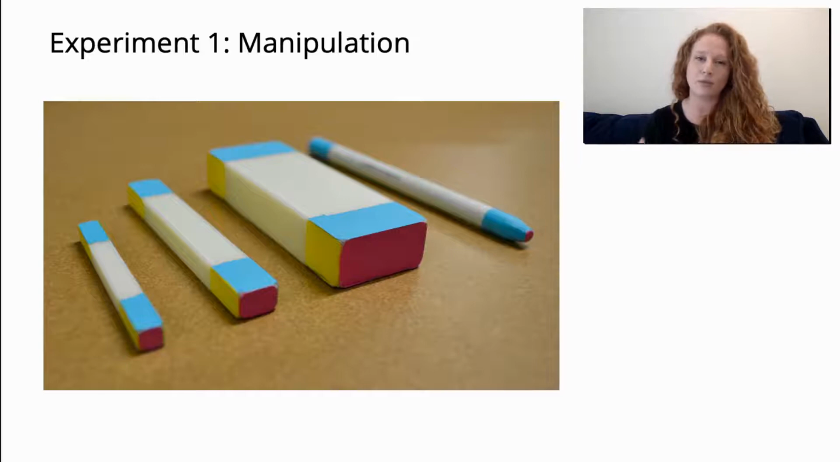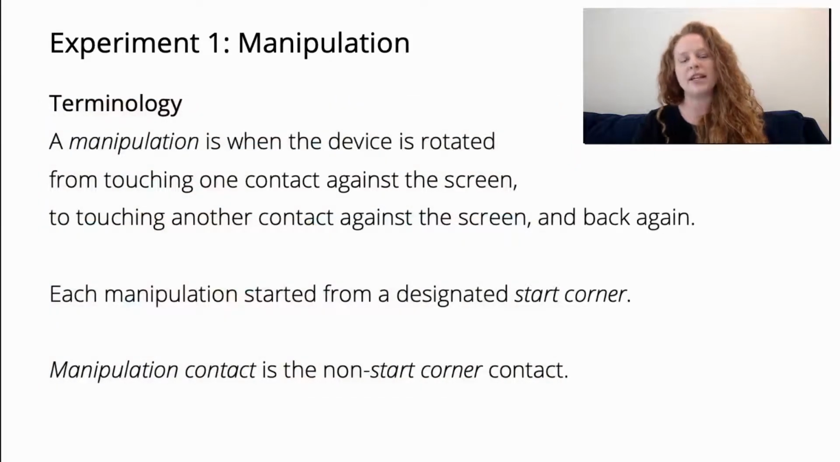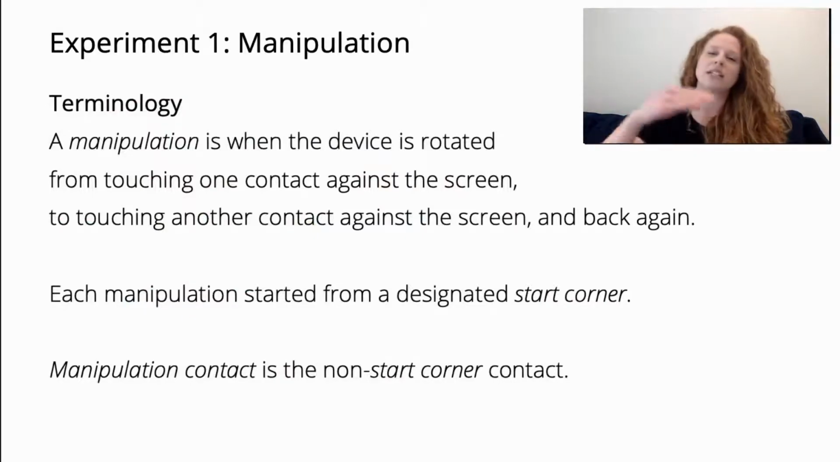We 3D printed 3 different mock-ups in our small, medium, and large size, and we painted each side with a different color, which we'll explain later. And we also had a pen mock-up, which we also painted different sides with different colors as a baseline comparison. We use the term manipulation to mean when a device is rotated from touching the screen with one contact to touching the screen with another contact and back again.